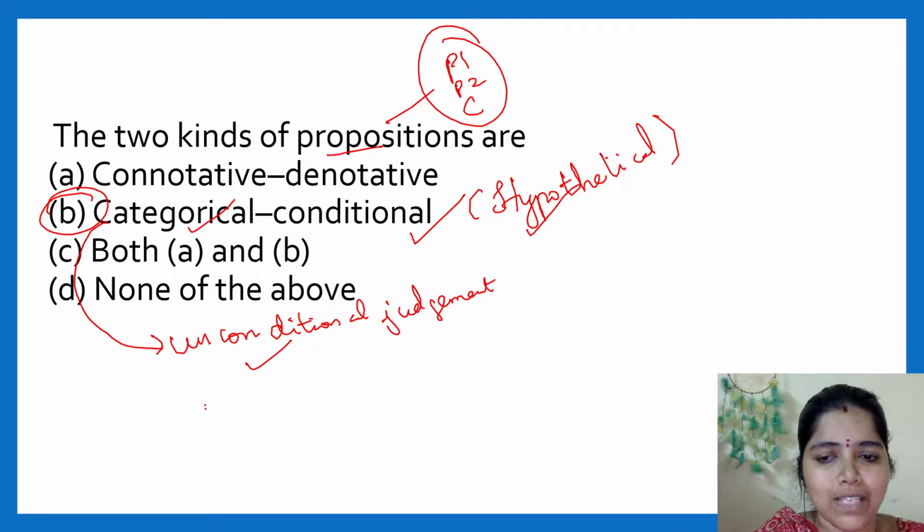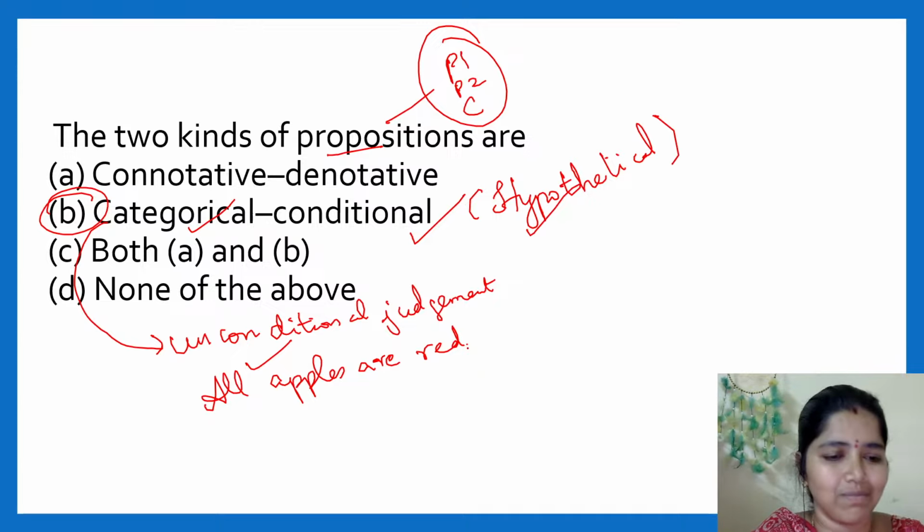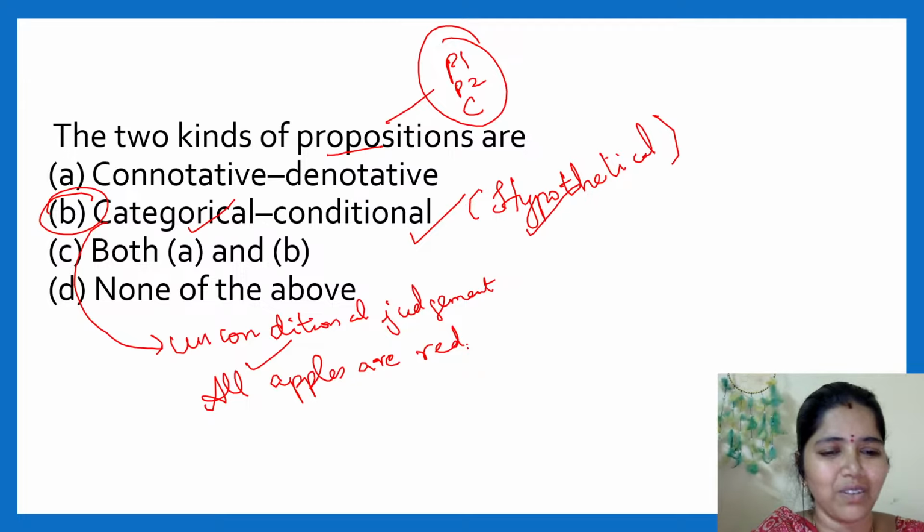Categorical propositions are unconditional judgments. For example, if I say all apples are red, there is no condition. All apples should be in red color. Do all apples look red? No, right? It may be green. Sometimes it may be yellow and red. It will be a combination of colors. So there is no condition imposed on the proposition.